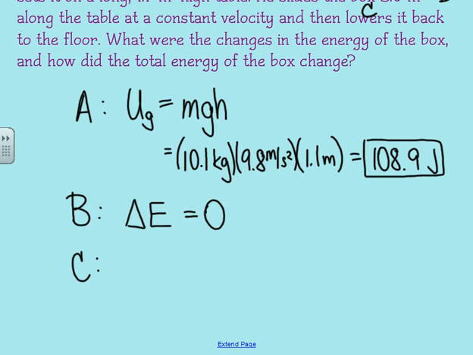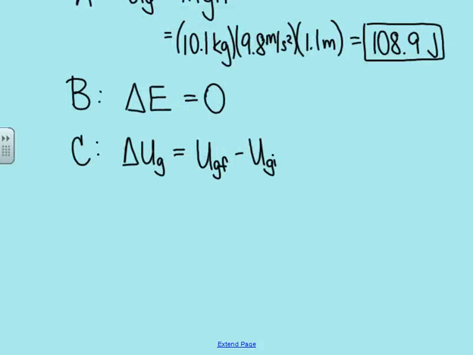In part C, the change in energy is the change in potential energy. Change is always calculated by doing final minus initial. The box is lowered from the table to the floor. If it ends on the floor, it's ending at our reference level, so the height is 0. Therefore, it has no gravitational potential energy there. So the change in energy is simply the negative initial gravitational potential energy. That's how much energy it had when it was on the table. And we already know that number. That number is 108.9 joules.